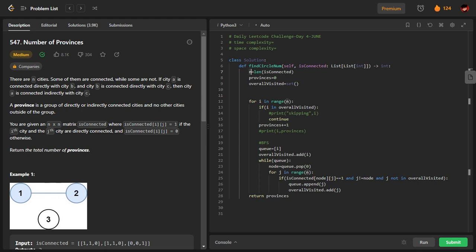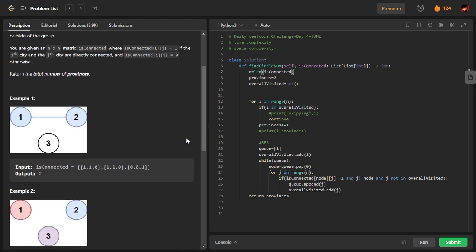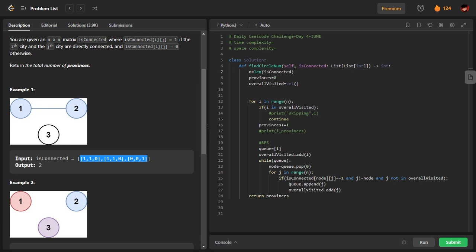So n is basically the length of isConnected. If you calculate the length, you can take it along any direction. Okay, it's a two-dimensional array, right? You can take the length along any of the directions.